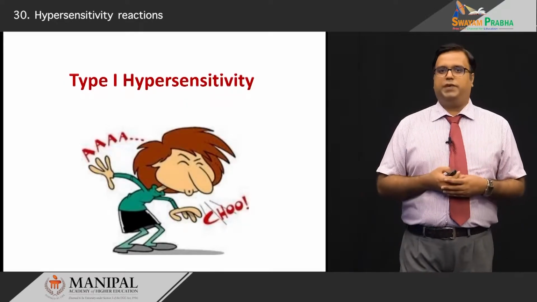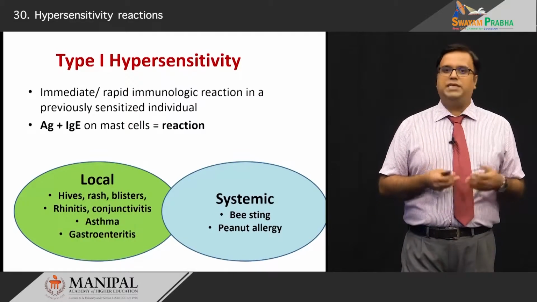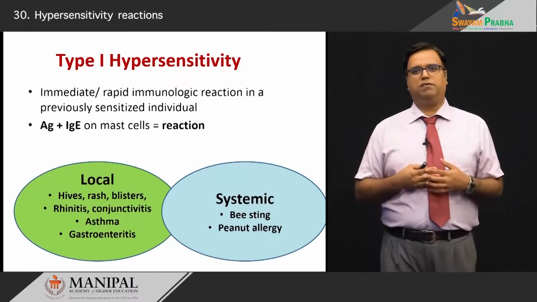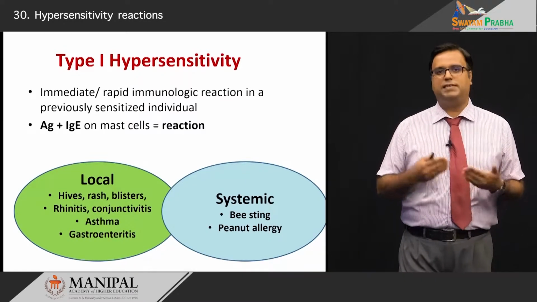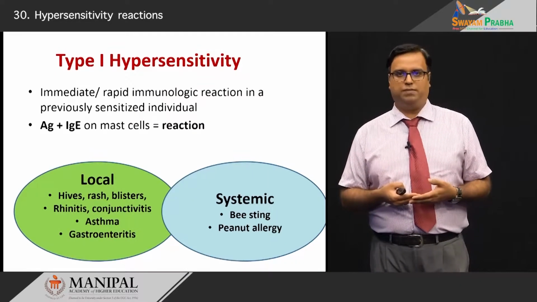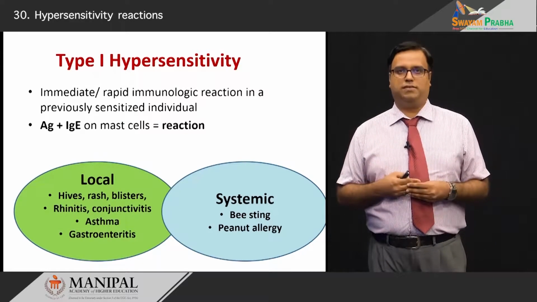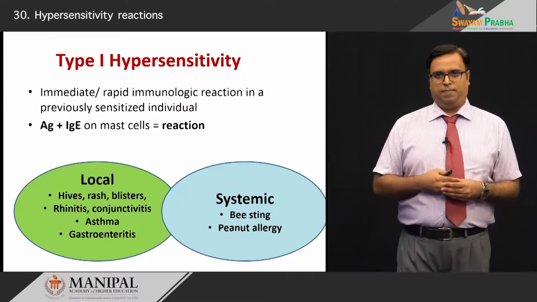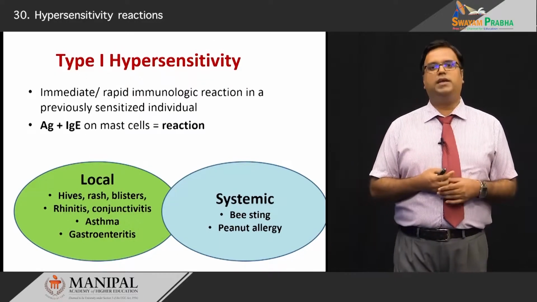We'll come to the territory of type 1 reaction and try to understand it a little better. As we've discussed earlier, it's a very immediate reaction, and it's a rapid immunological response in a previously sensitized individual. That is an important facet of this reaction. Quite simplistically, it's a binding of antigen and IgE mediated response on the mast cells, which then portends a particular reaction. Now, to understand it, we take very colloquial examples such as rhinitis or running nose.